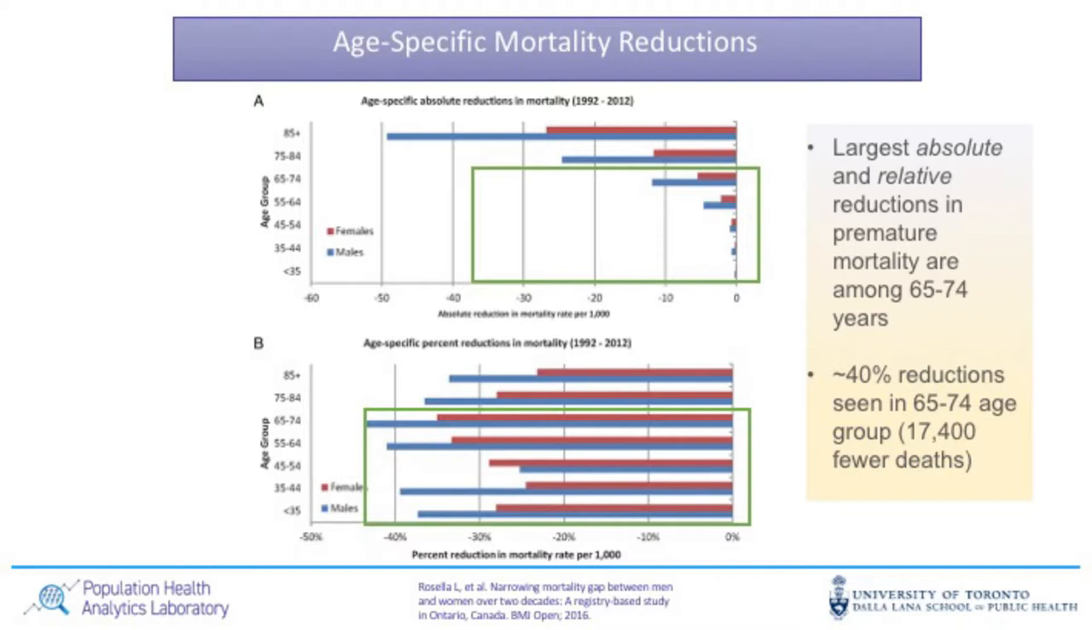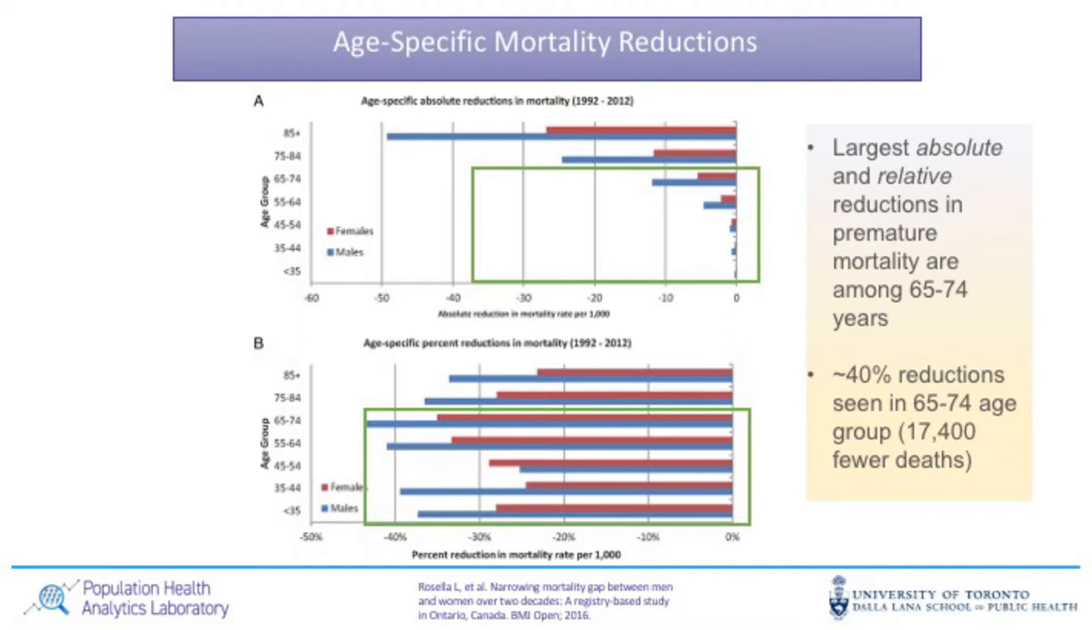Some things are working. And if you look specifically where the gains are happening, most of the premature mortality gains are happening in the 65 to 74 age group, both in absolute and relative terms. And this is actually really important from a health system impact perspective. I think that's one thing that the stakeholder group kind of brought to our attention that we weren't thinking about. It's because we have so many more older men than we used to have around.